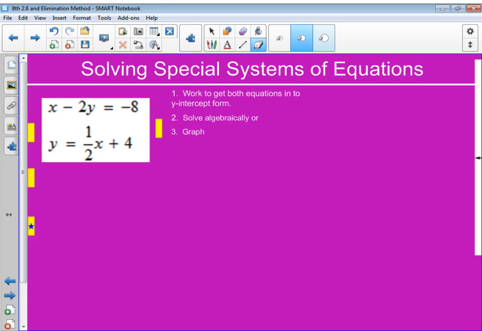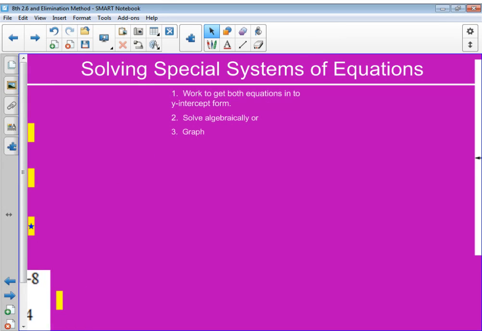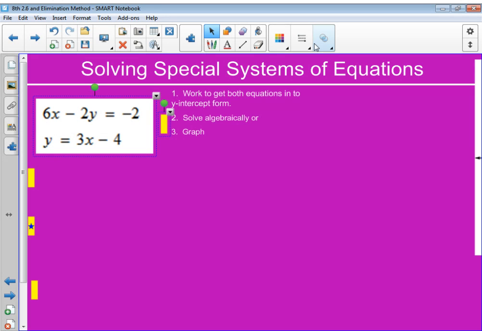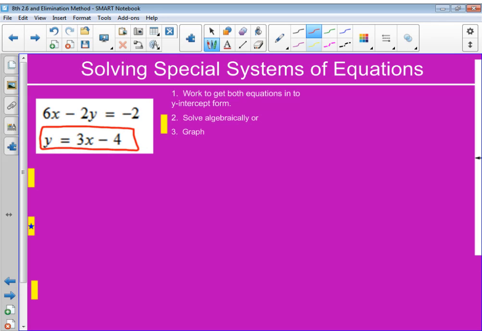Okay, so let's try another one. Let's try this one. So we have the second equation's already done for us. So we have to work to get that first equation so that it says y equals. So we've got 6x minus 2y equals negative 2. Okay, so we want to get that 6x out of there, so minus 6x and minus 6x. And sometimes you're still going to get a solution, and that's what we're going to practice.